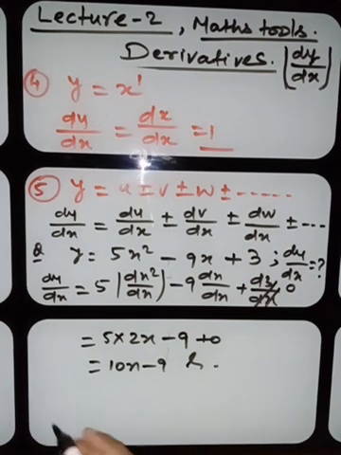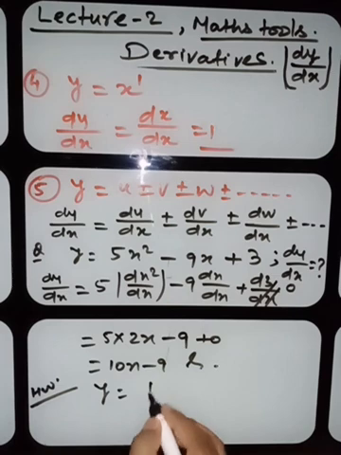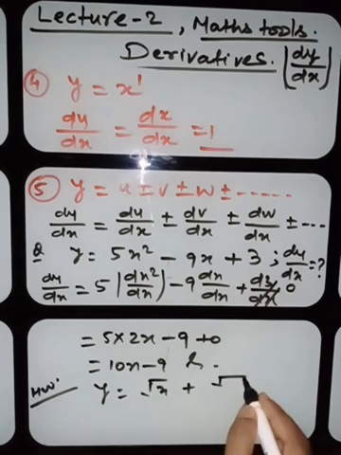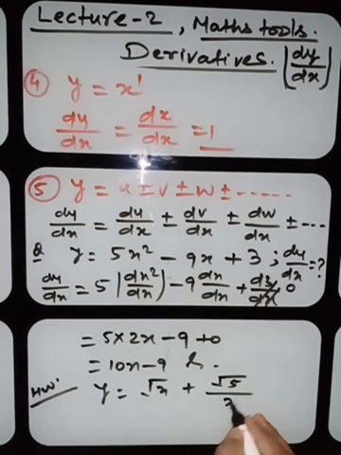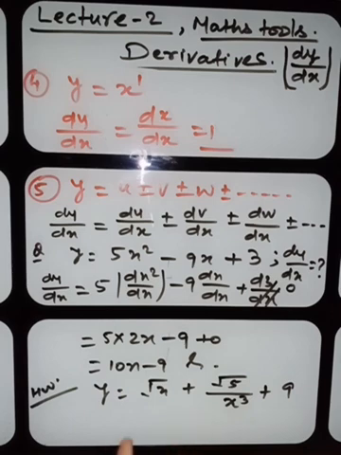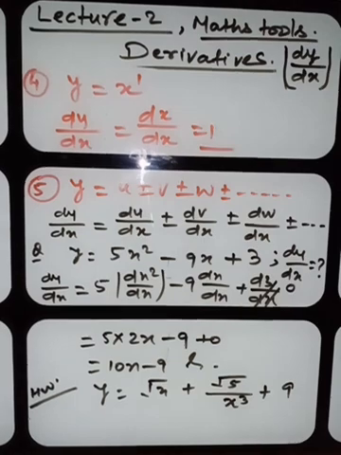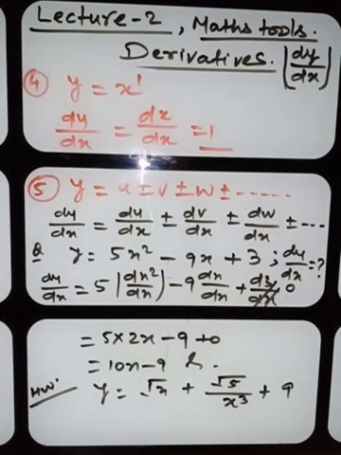Yes. One homework. My dear students, can you note down? y = √x + √5 / x³ + 9. Okay, you will do this at your home. Okay, let me move to the next question. Next rule. Okay, I'm rubbing.